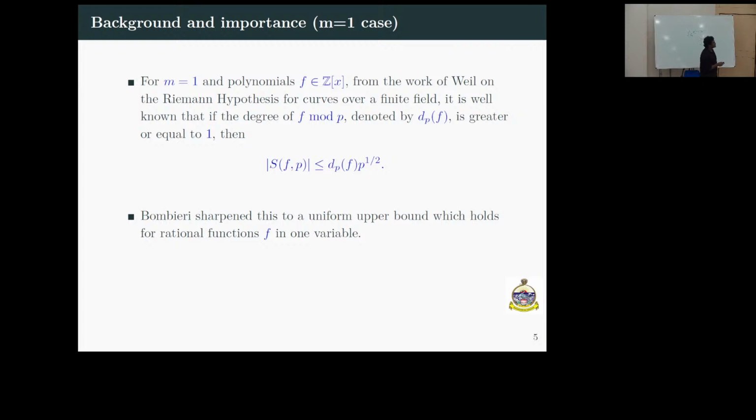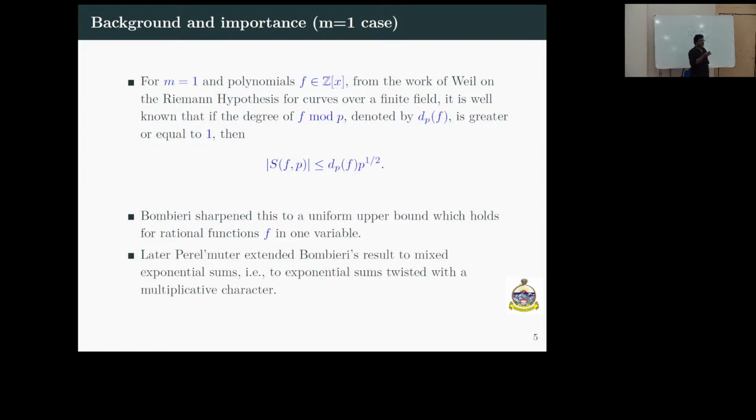And if you extend it to rational functions, one can see the result of Bombieri. Like if you see the result of Bombieri, one can give the uniform upper bound of such sums in terms of the degree of the denominator and the degree of the numerator. Now for mixed exponential sums, for example, one can see the work of Perelmuter, where we have the twist by some characters like this. Okay.